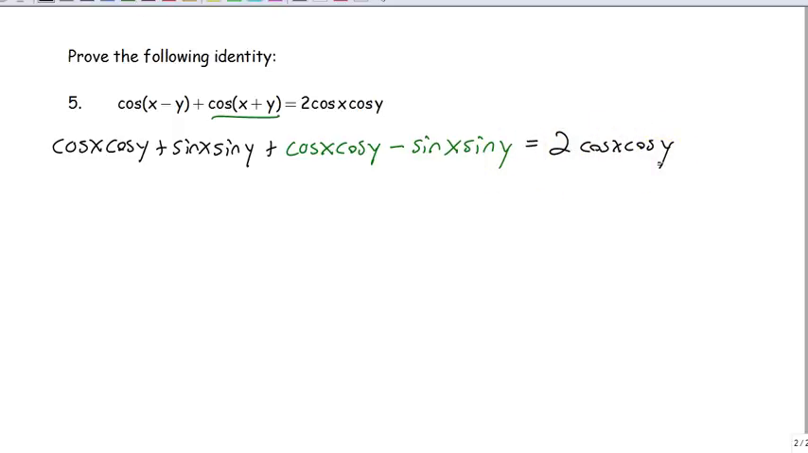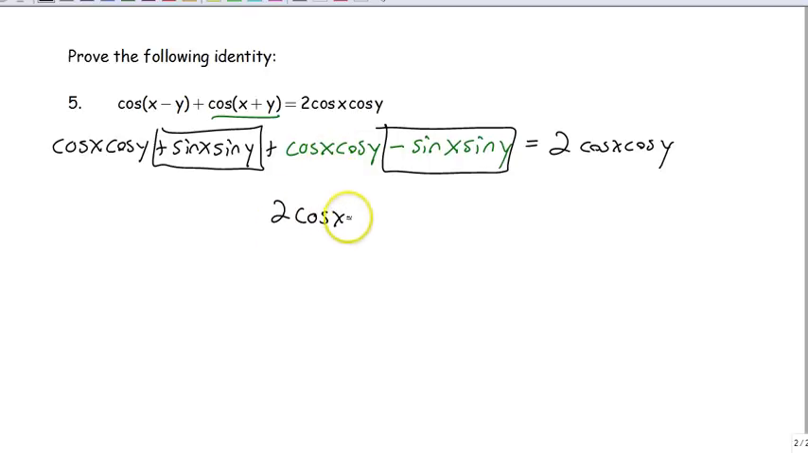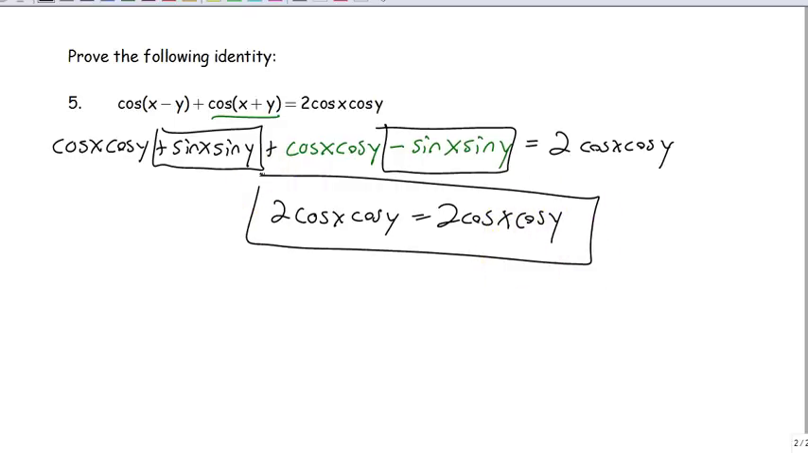Okay. Hopefully you guys, all I did was expand these two things. Hopefully you see that this term here and this term here go away, and these two add together, so we get 2 cosine of x cosine y equals 2 cosine of x cosine y. And there was our identity for that one. Pretty simple. Alright, so that is it.